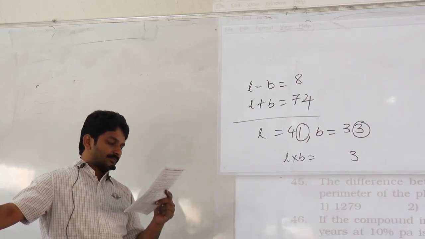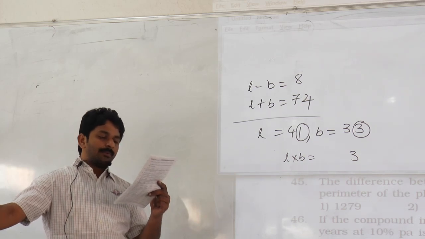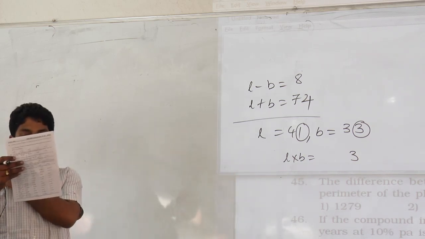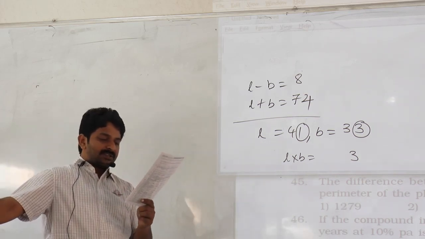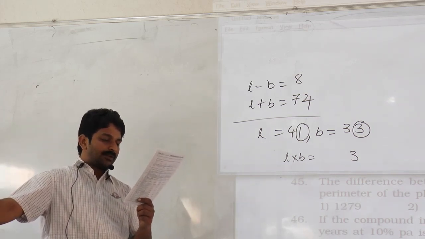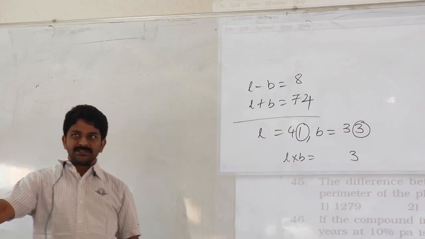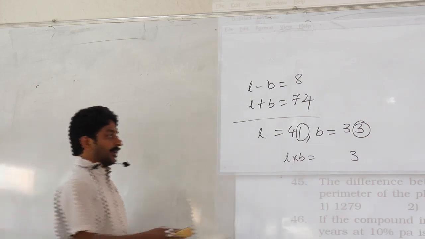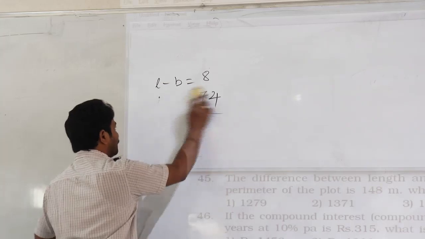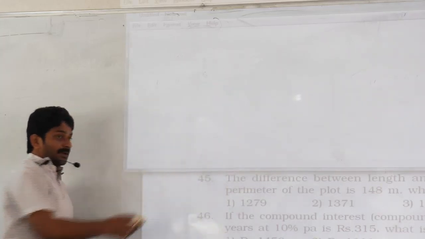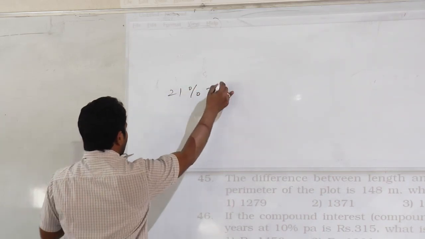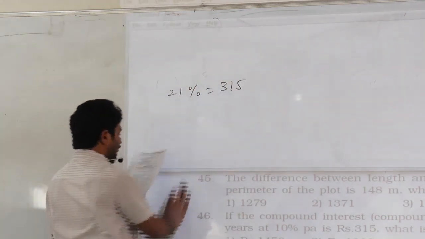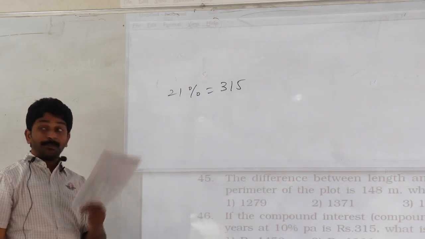46. If the compound interest on a certain sum of money for 2 years at 10% per annum is 315, what is the principal amount? At the rate of 10% per annum, in 2 years there will be an interest of 21%, which in terms of rupees is equal to 315. And what is your question? You are asked to find out the principal.